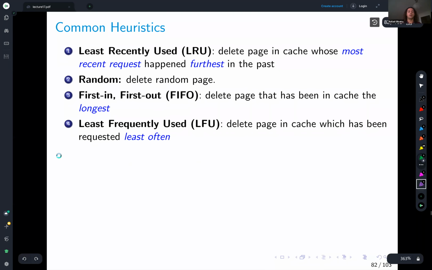And there's another one, which is the least frequently used. What we do is keep a tab on the frequency of how many requests I had for each page, and then delete the page which has been requested least often. Suppose you requested a page once, and then you request a bunch of other pages and didn't request this page again. Even though another page may have been in the cache longest, it's probably there for a reason, because you have been requesting that page like crazy. So this is another heuristic.